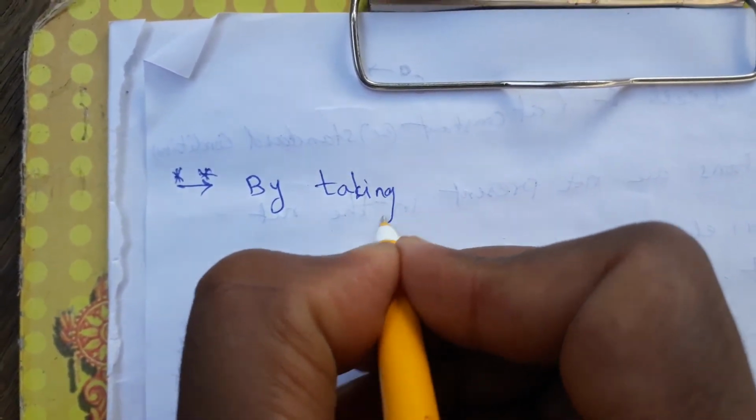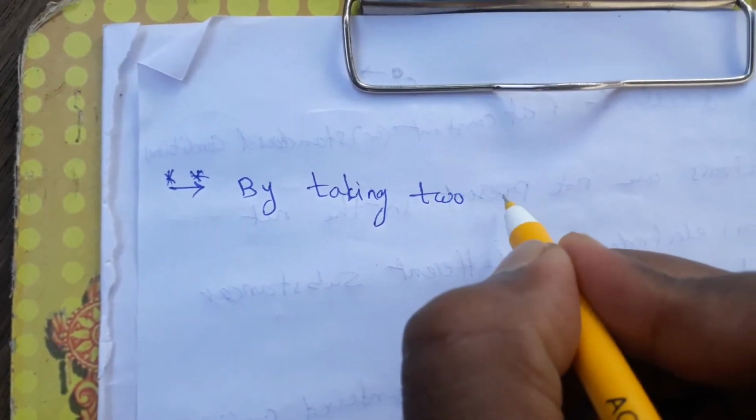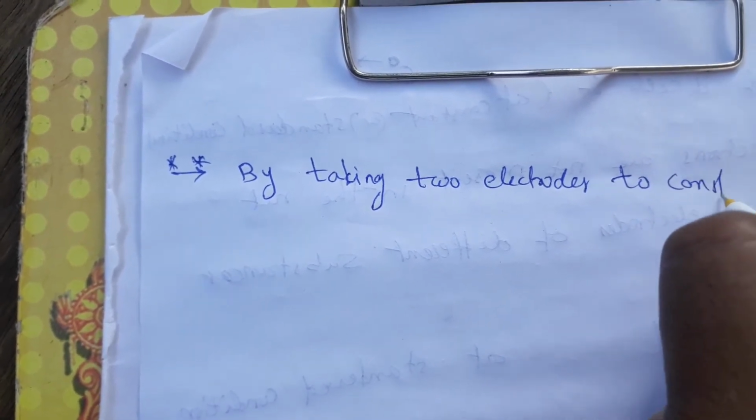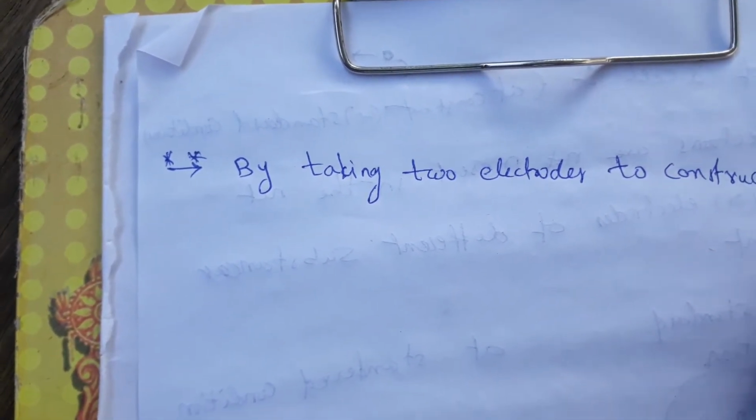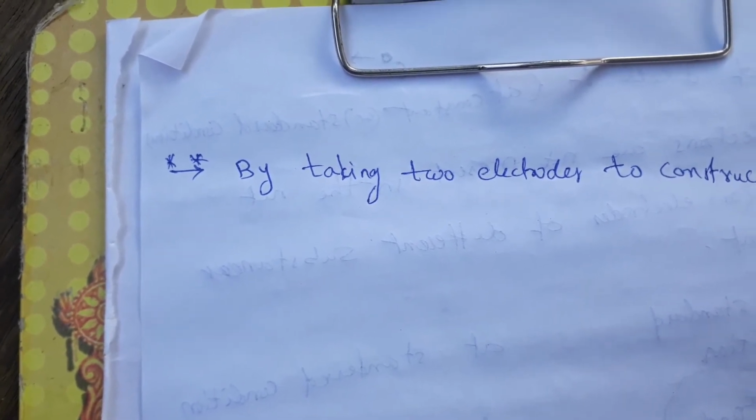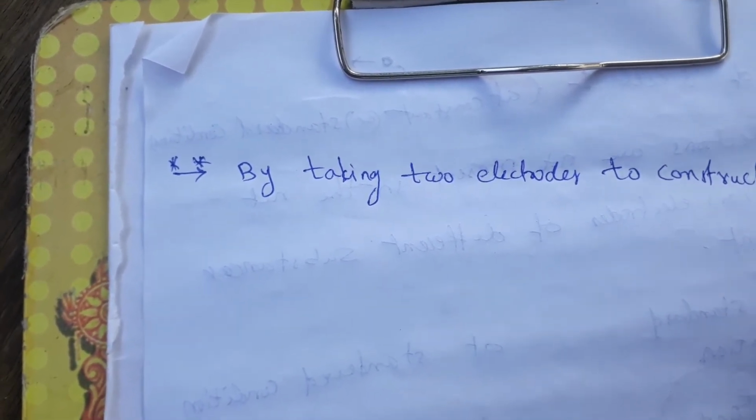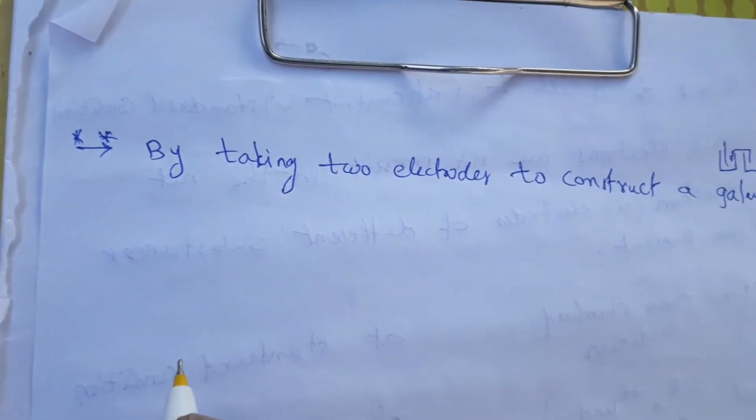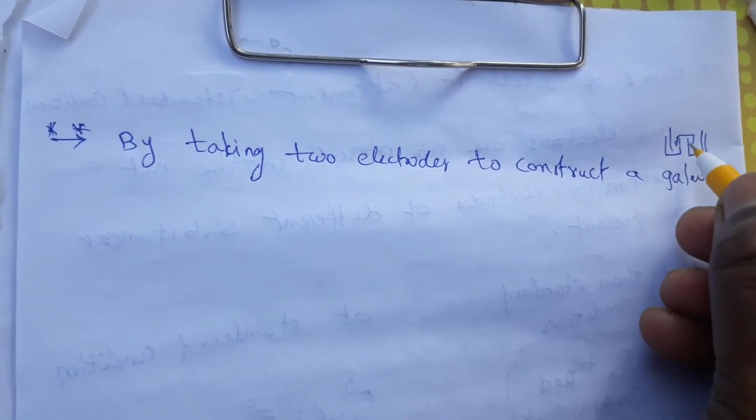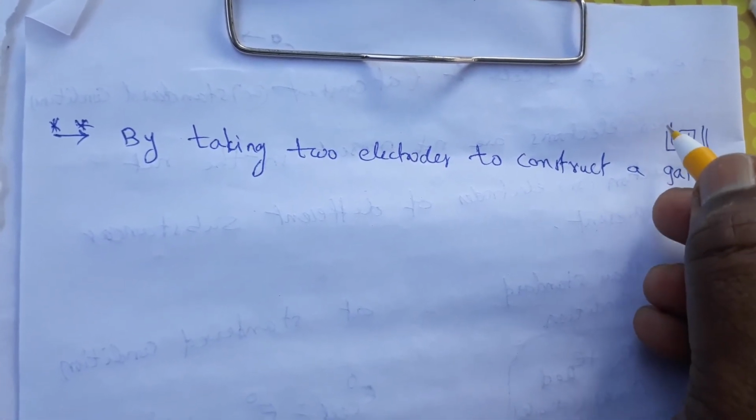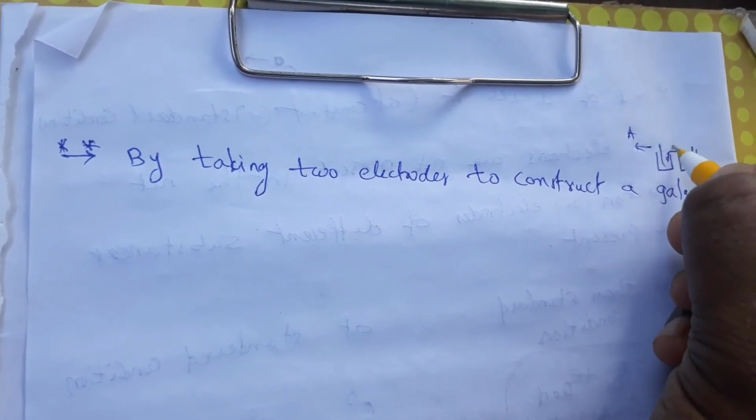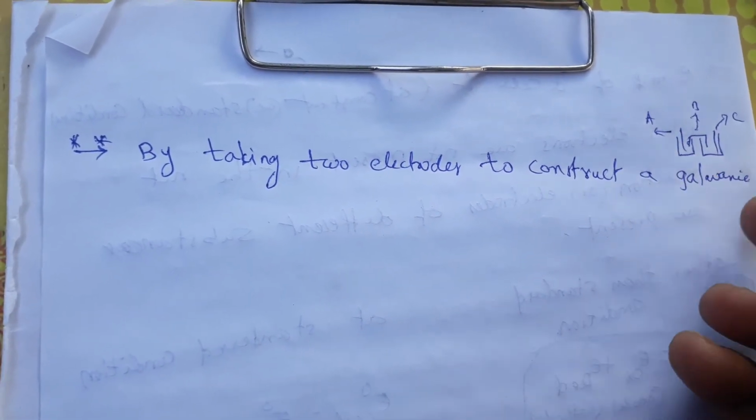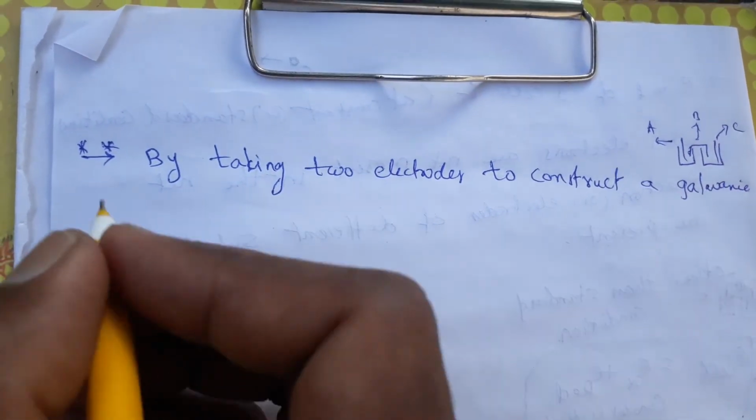So by taking two electrodes to construct a galvanic cell. What is a galvanic cell? You are taking two beakers and a salt bridge. There is anode, cathode, everything you are taking. So this is a galvanic cell. Two beakers you are taking. The left side is the anode, A, B, C. Don't forget this one, A, B, and this is C. So galvanic cell, anode and cathode. Here the center is the salt bridge.